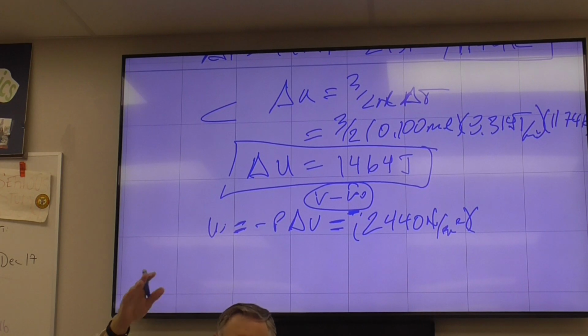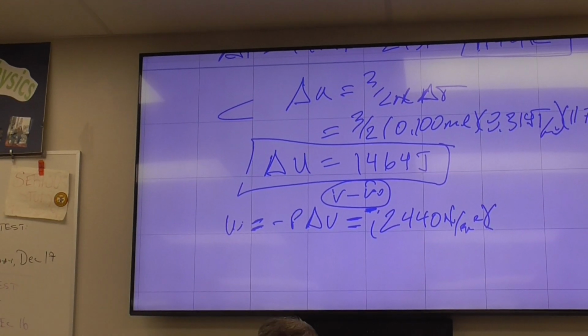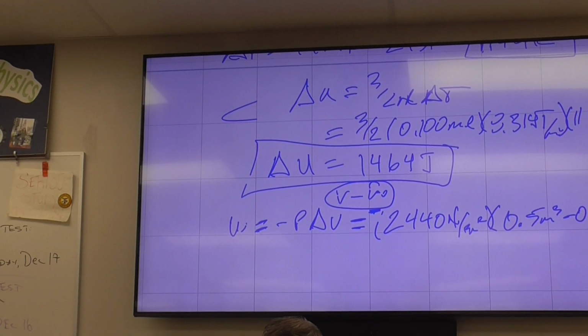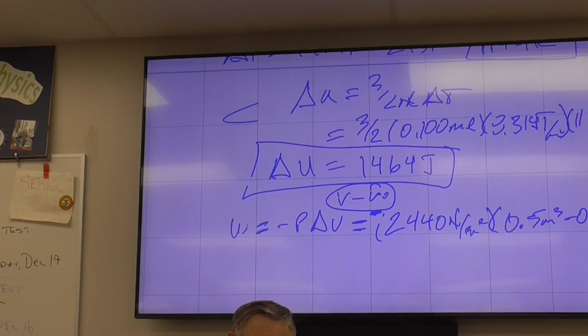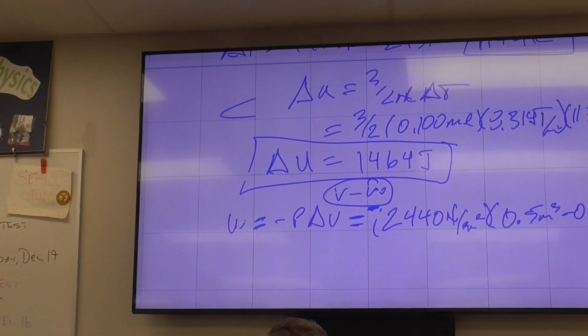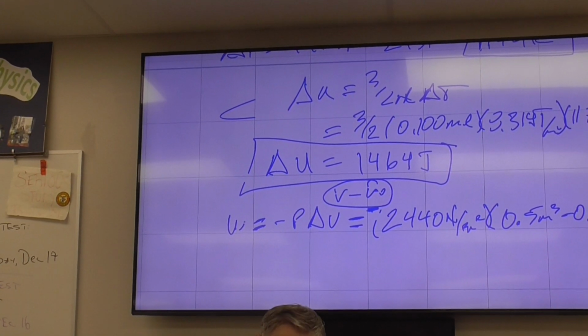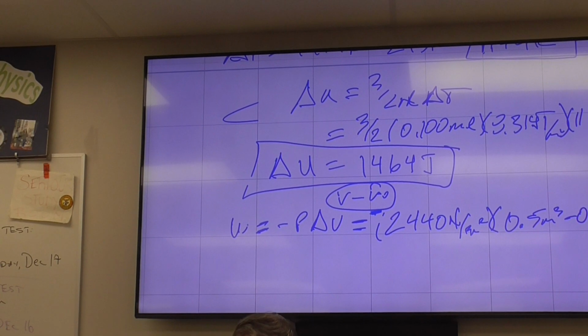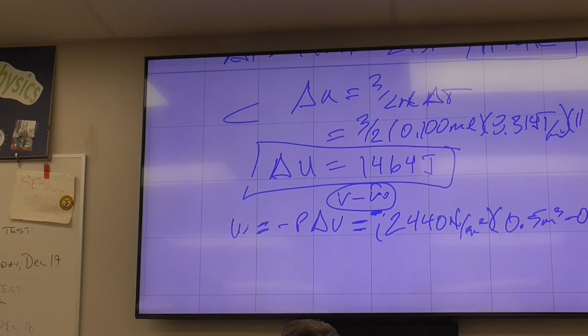So what's going to be the sign of my delta V? Positive. The delta V itself is going to be my final of 0.5 cubic meters minus 0.1. But now, this is why this has to be consistent. The volume is getting bigger. What did we say the sign had to be for work when the volume got bigger? Negative. So this is why we have this negative sign lurking out in front.